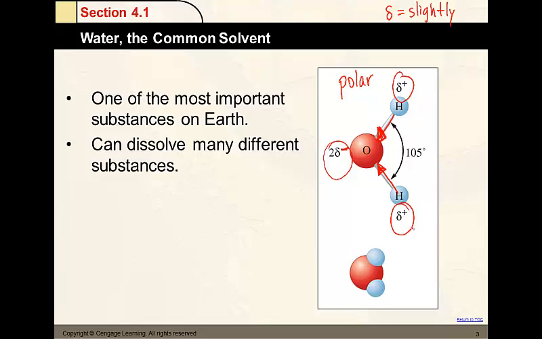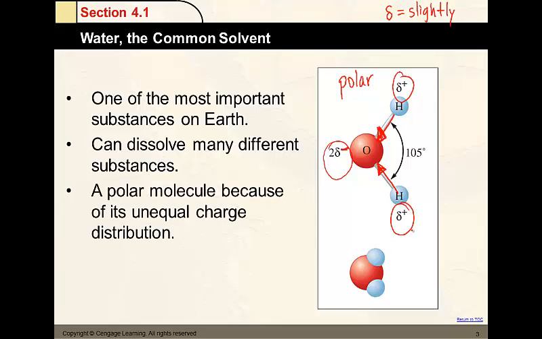And that means that when water molecules are near each other, there's an attraction between them. So it is a polar molecule because of its unequal charge distribution. All things that are polar have slightly positive and slightly negative ends.